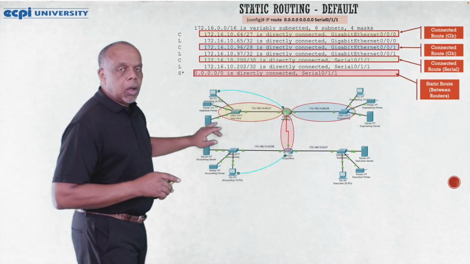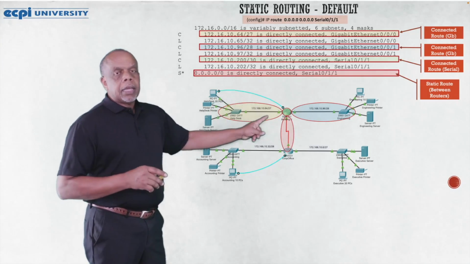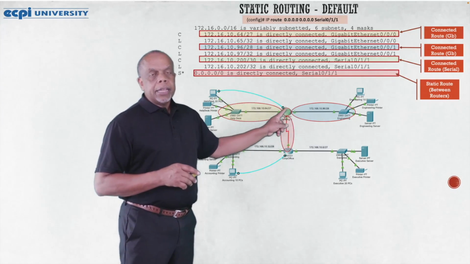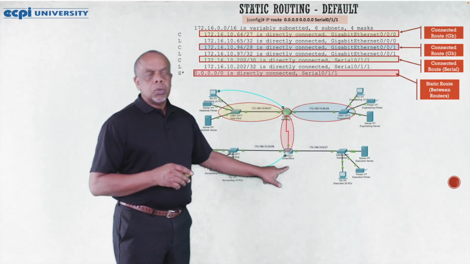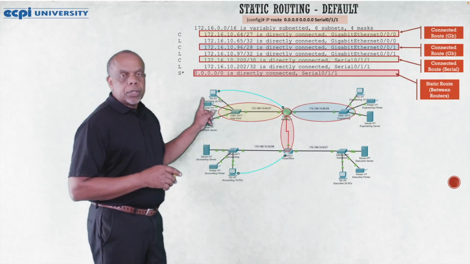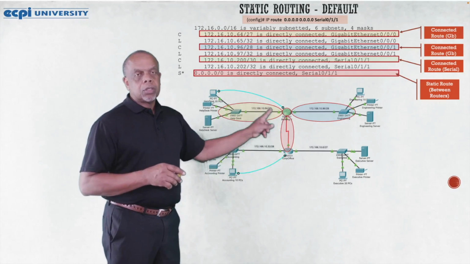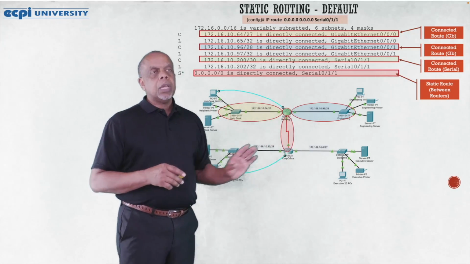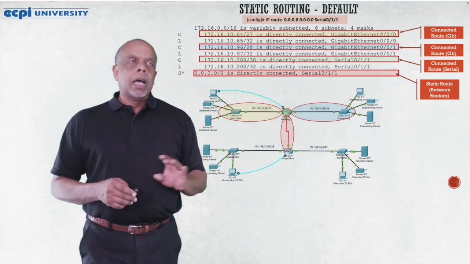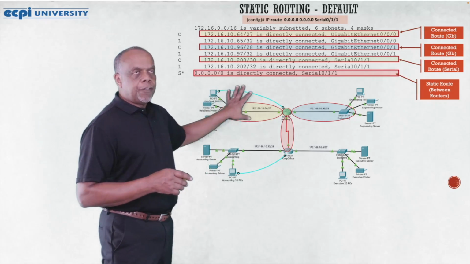Then it also tells me that this interface connects directly to this interface. So now if I want to be able to talk to these subnets, it knows how to get there. So anything can pass through. So that's what this is showing me with that default route.